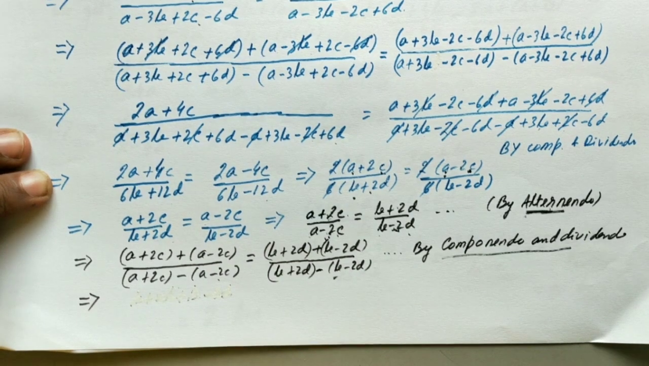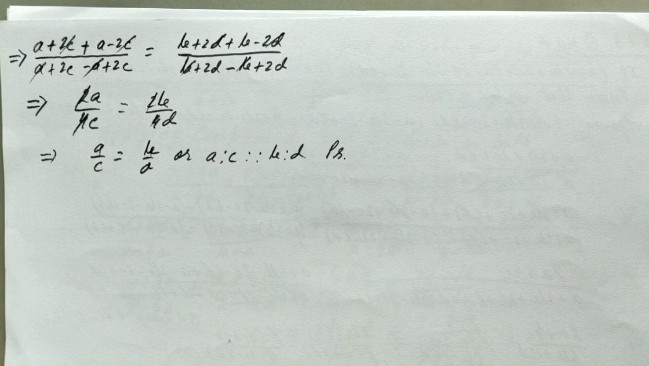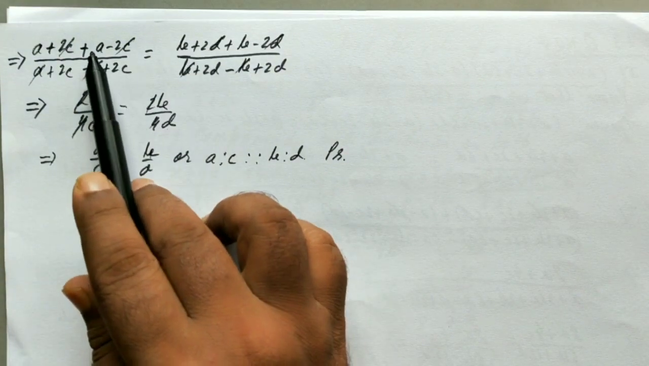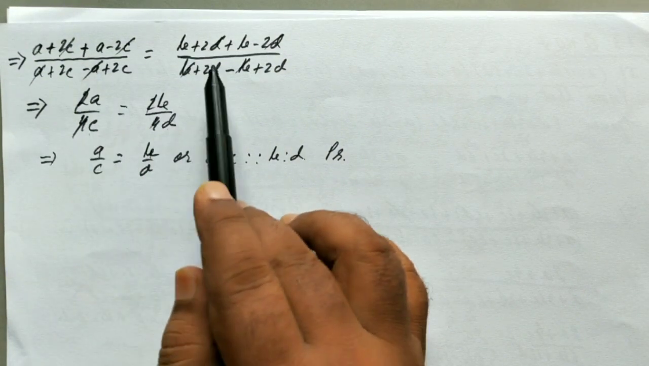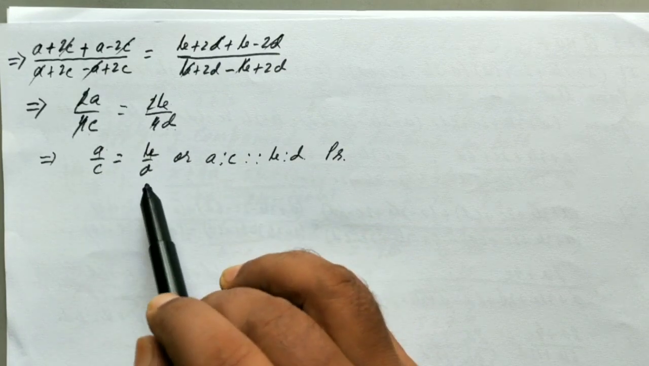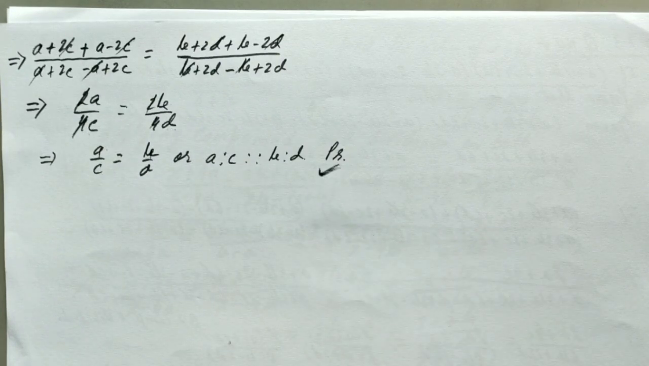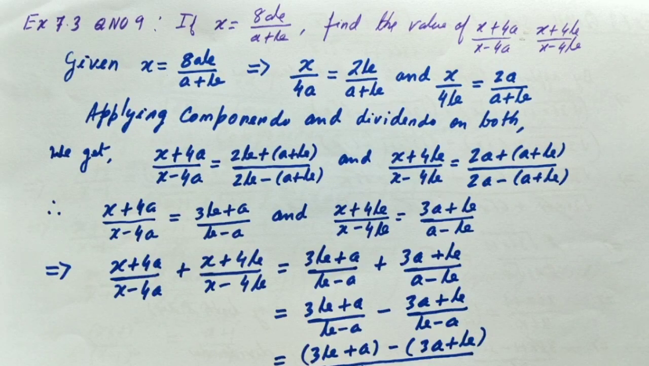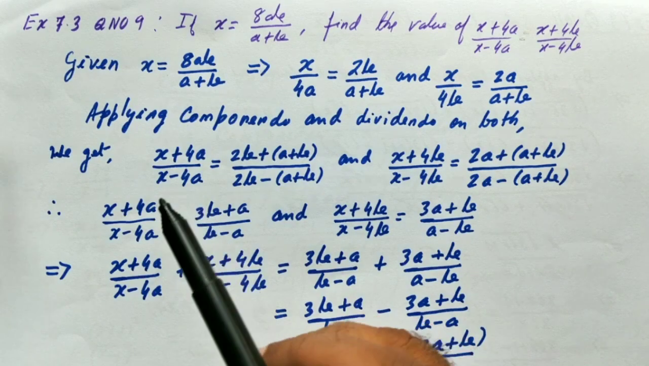Continue on the next page. So after simplifying, I get 2a by 4c, here 2b by 4d, 2 by 4 cancelled, and a by c is equal to b by d. I had to prove it. I have proved that. Well, this is a very important question.